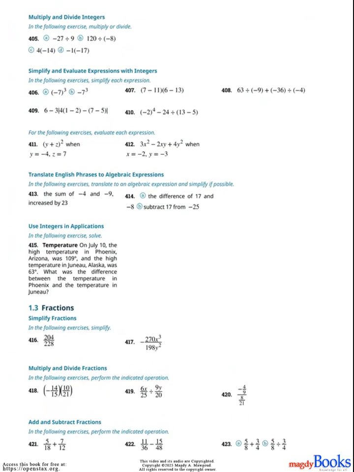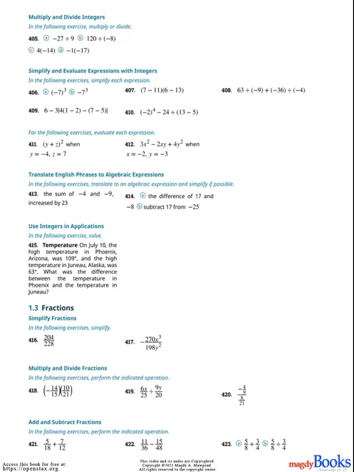1.2.3. Multiply and divide integers. In the following exercise, multiply or divide. 405. A. Negative 27 divided by 9. B. 120 divided by (negative 8). C. 4 times (negative 14). D. Negative 1 times (negative 17).